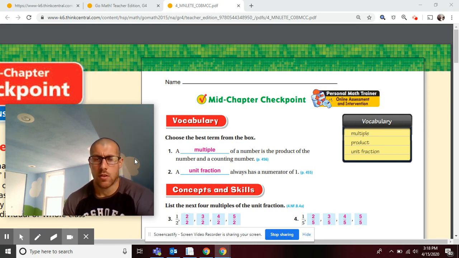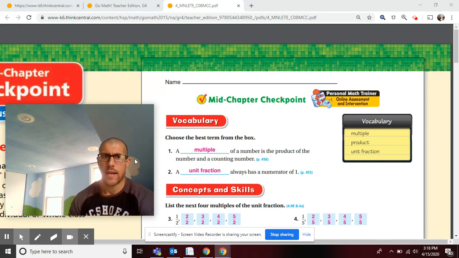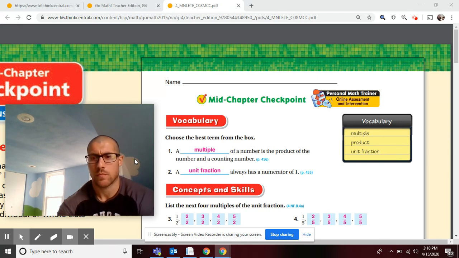So, starting, as all of you can see on my screen, first, the two definitions, just two this time. A multiple of a number is the product of a number and a counting number. Or an example like we talked about, if I said, what is the third multiple of 1/4? It would be 3/4. Remember, when you're asked for multiples of fractions, the numerators change and the denominators stay the same. And then number 2 is very straightforward. Remember, a unit fraction always has a numerator of 1.